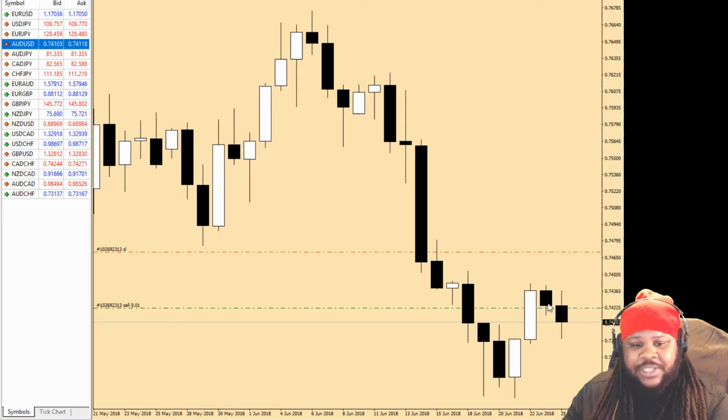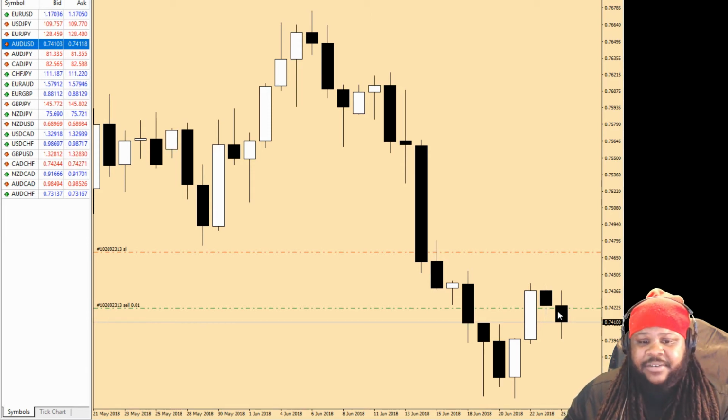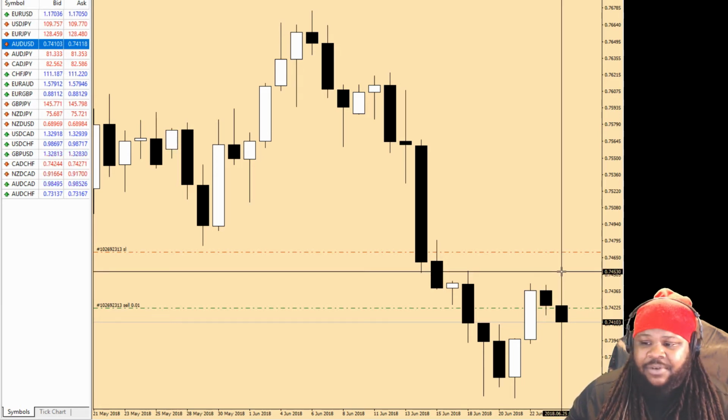So if I was to get in on this pair, I would be able to actually take advantage of this for a sell option and still have a fairly tight stop loss that would be pretty much just outside of the range of the wick.